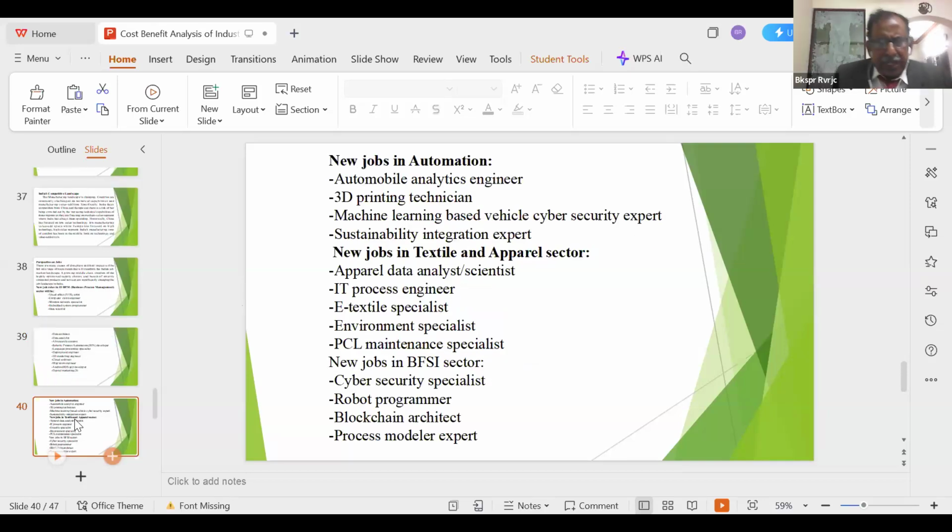New jobs in automation, that is the automobile companies: automobile analytics engineers, 3D printing technicians, machine learning based vehicle cyber security experts, sustainability integration experts. New jobs in textiles and apparel sector: apparel data analytics scientists, IT process engineer, e-textile specialist, environmental specialist, PLC maintenance specialist.